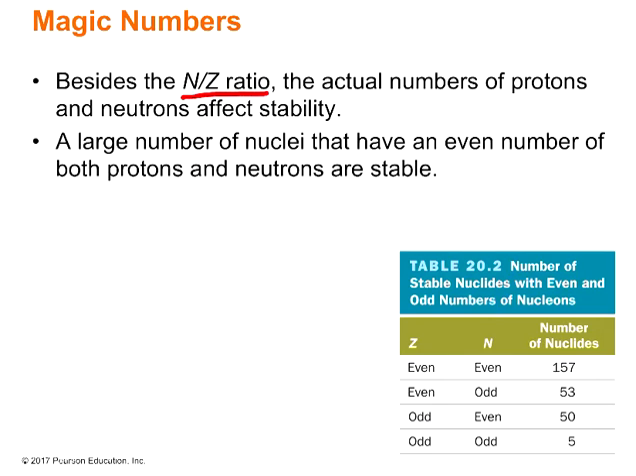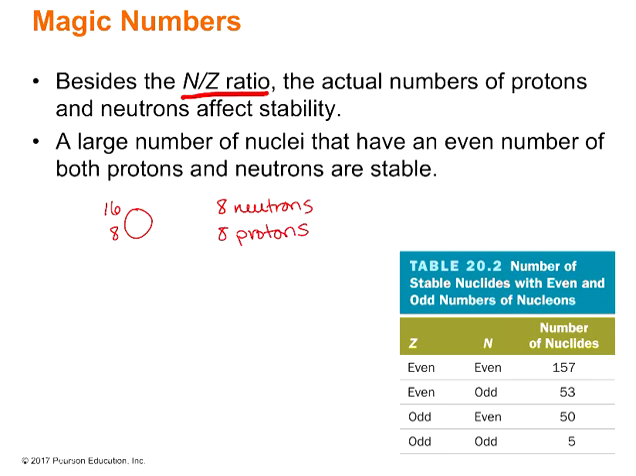So, additionally, a large number of nuclei that have an even number of protons and an even number of neutrons are stable. For instance, oxygen has an isotope with a mass number of 16, and it has 8 protons. So that means that it has 8 neutrons and 8 protons. And this is a particularly stable nucleus.